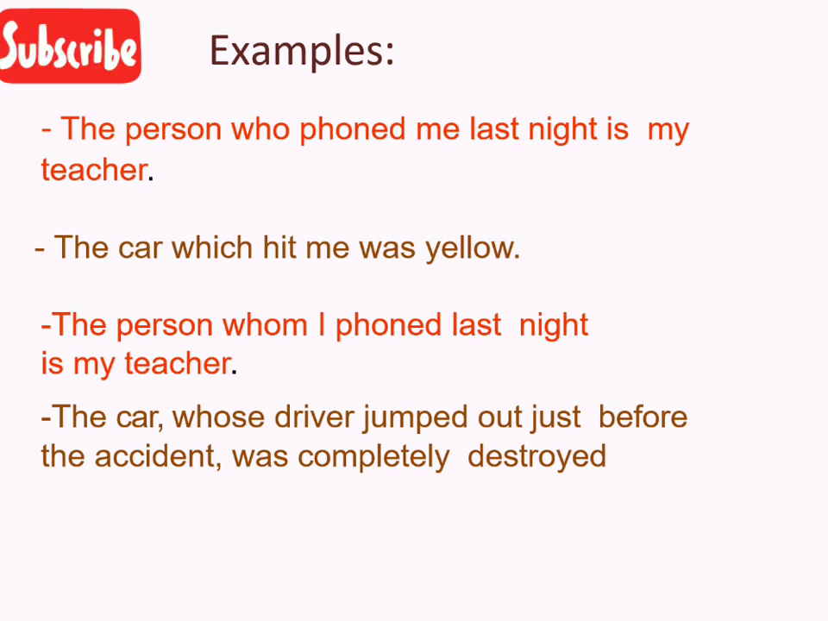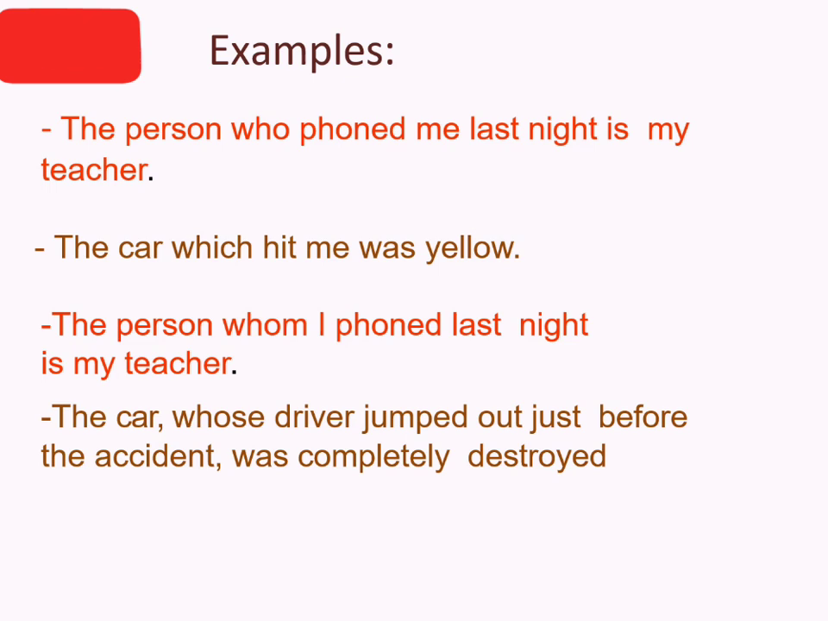Now, I will discuss a few examples with you of relative pronouns. Now, if I say the person who phoned me last night is my teacher. Now, with who I am relating my telephone call with the person. And who is that person? My teacher. So, a relation is being shown. So, what have I used here? The relative pronoun, and that is who. Who is used for persons. The car which hit me was yellow. I will never say the car who hit me was yellow. It would be wrong. For things we use the relative pronoun which. So the car which hit me was yellow. Now I am relating the color yellow with the car. So here I have used the relative pronoun which.